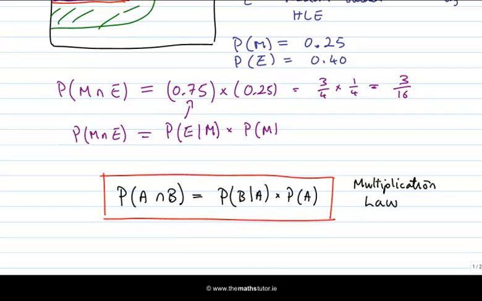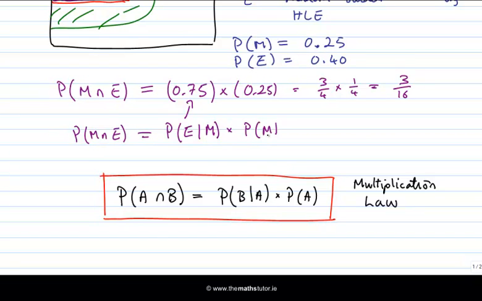So here it is, here's the multiplication law. The probability of A and B is the probability of B given A times the probability of A. And we saw that in action in this example. Instead of A and B, we had M and E. And we saw that the probability of M and E was 0.75, which is the probability of E given M, times 0.25, which is the probability of M. So that allowed us to calculate the probability that a student was doing both higher level maths and higher level English, given the information we're given in this problem.